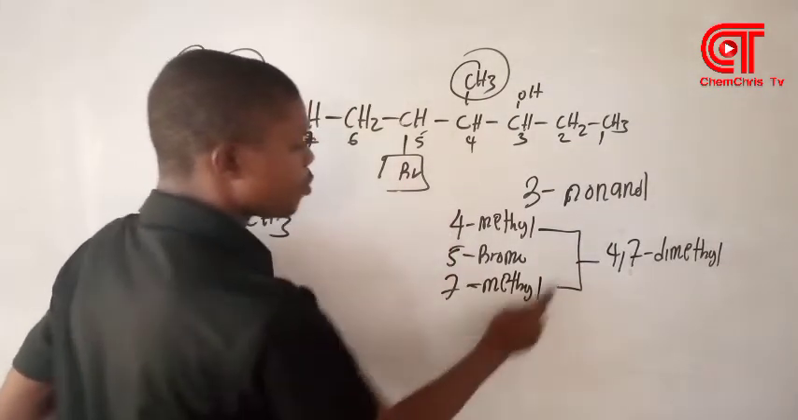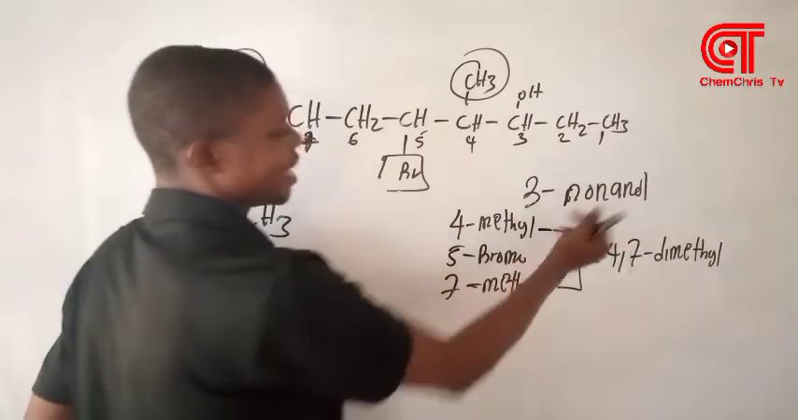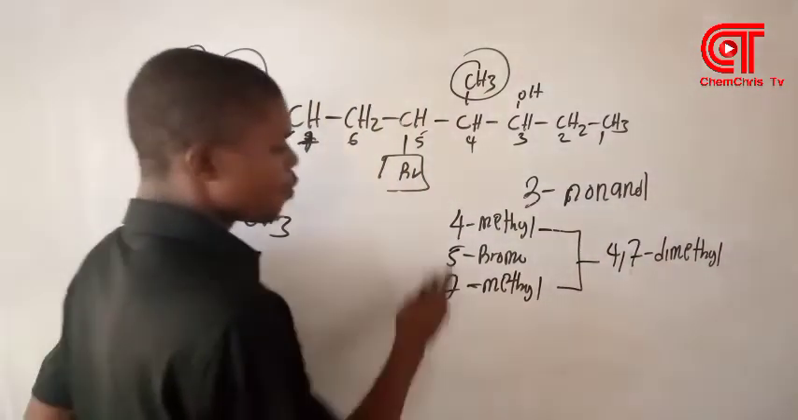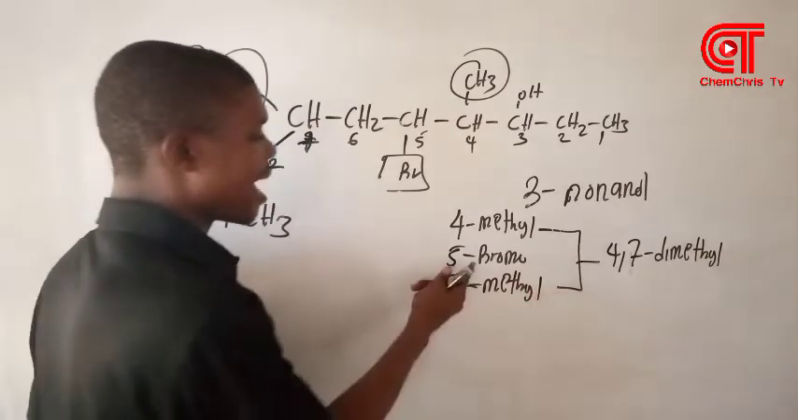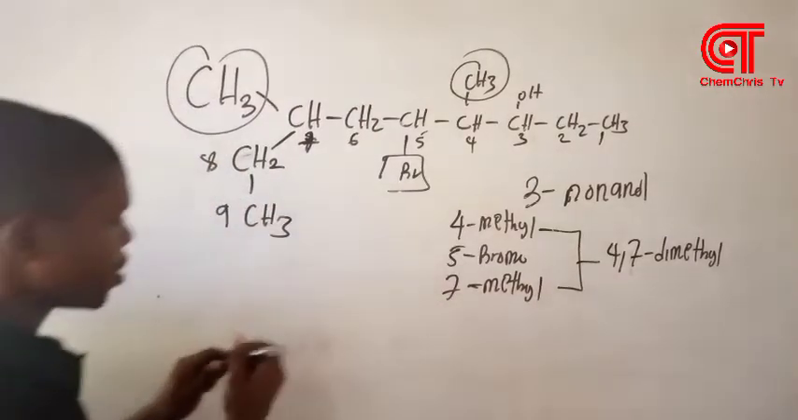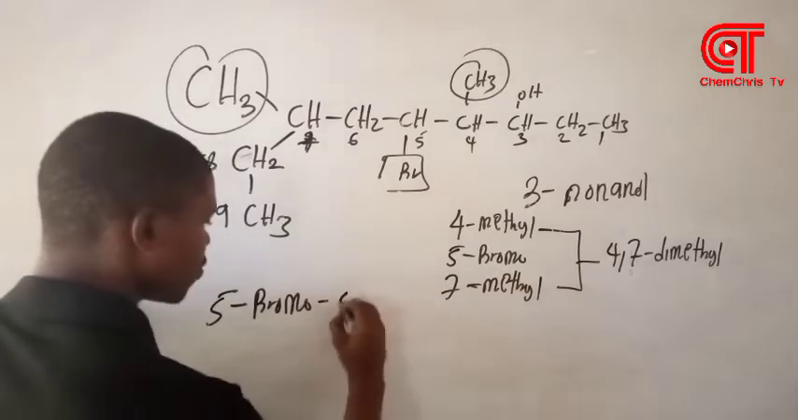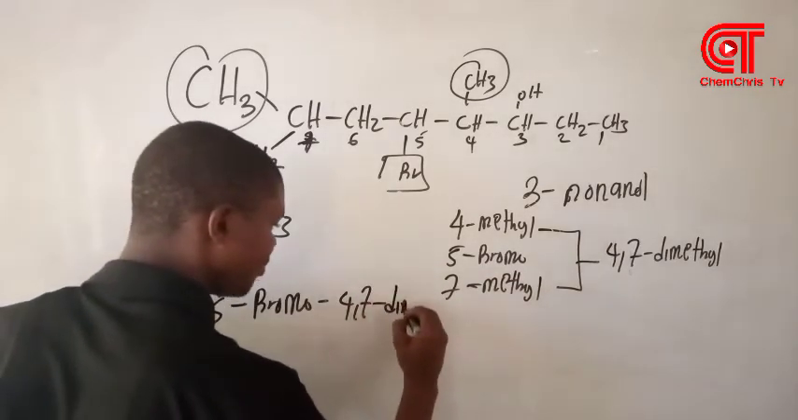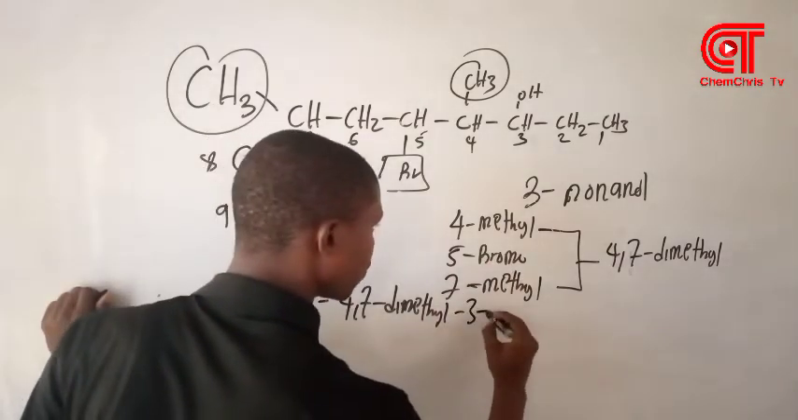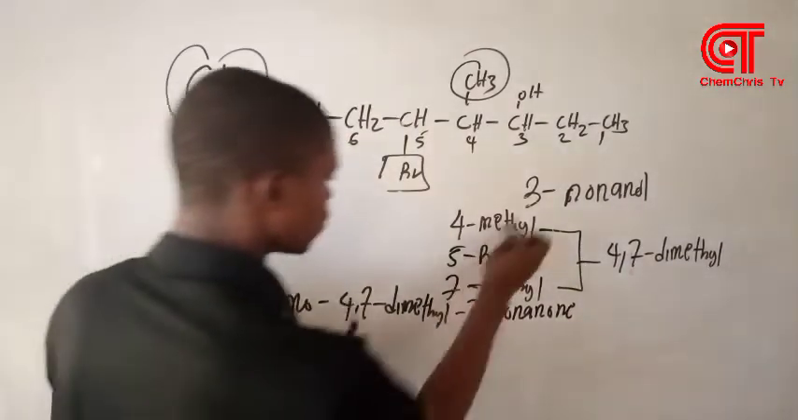So how do you combine the names here? First of all, you must name the substituents before the parent chain. The parent chain always comes last in the nomenclature. You get that? So now when we have 2 or more substituents, you must start arranging them alphabetically. B will always come before M. Do you get that? So now we're going to write 5-bromo, then we have 4,7-dimethyl, then here we have 3-nonanol. So now let me wipe this place here so as to not confuse you guys.